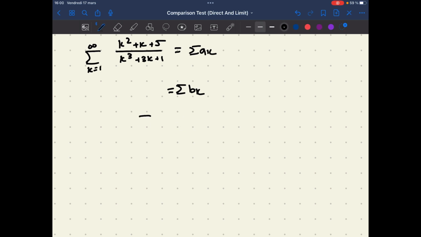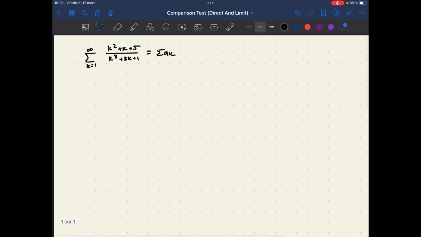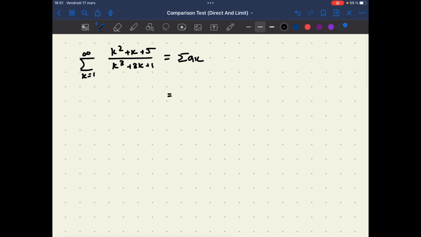Now we can use this scenario: series of a sub k less than the series of b sub k. If b sub k converges, a sub k will converge as well. But if b sub k diverges, that doesn't tell you anything about a sub k. Those are basically the two requirements, basically a theorem.